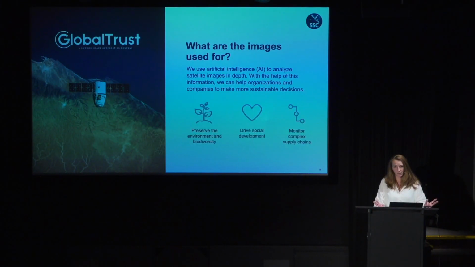This could be, for example, that they, in their supply chain, make sure they preserve the environment, that they work for biodiversity. We use this to drive social development, for example. And we can also monitor very complex supply chains using satellite images. I will give you an example of this.